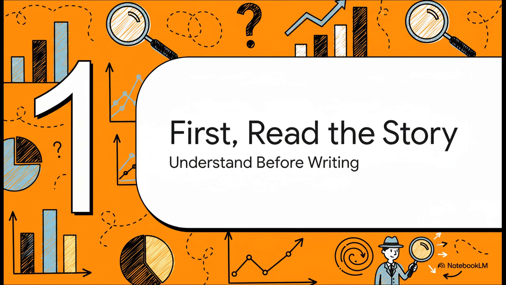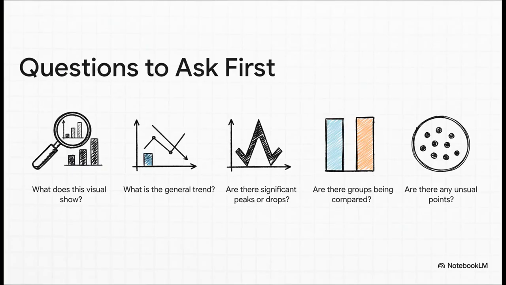You have to read the story first. Before you even think about writing a single word, you've got to put on your detective hat. You have to really, truly understand what you're looking at. So, what questions should our little data detective be asking? Well, you start with the absolute basics, right? Like, what is this thing even showing me? Then you kind of zoom out a bit. What's the big picture here? Is the trend generally going up, down, or is it just staying flat?